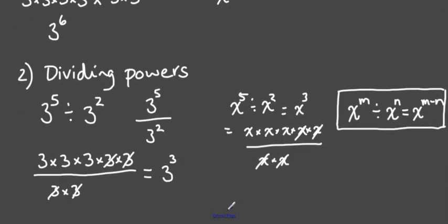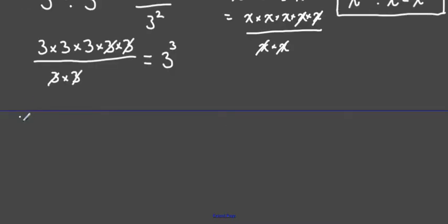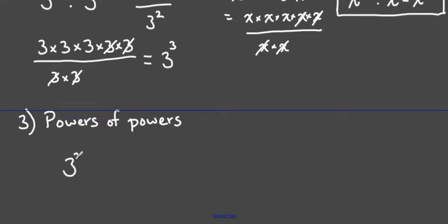But there's more. The third law involves powers of powers. If I take something that is already a power, such as 3 squared, and take it to another power, let's say to the 3, let's see if we can find a law to summarize what happens there. 3 squared to the 3 means 3 squared times 3 squared times 3 squared, right? That's what this 3 means, is I multiply what's in the brackets by itself 3 times.